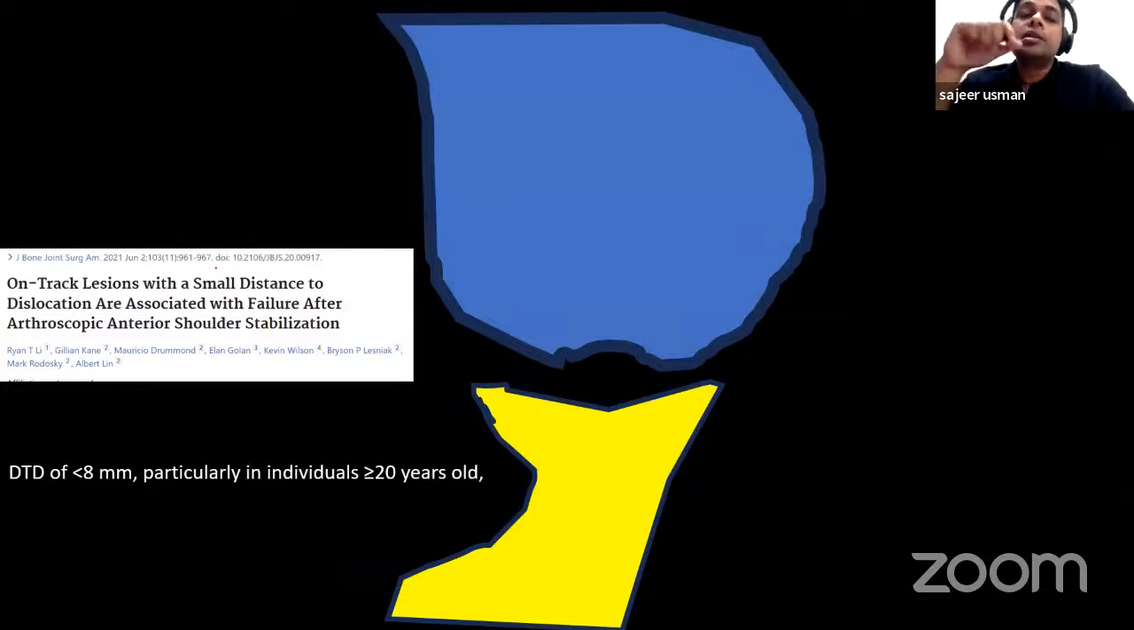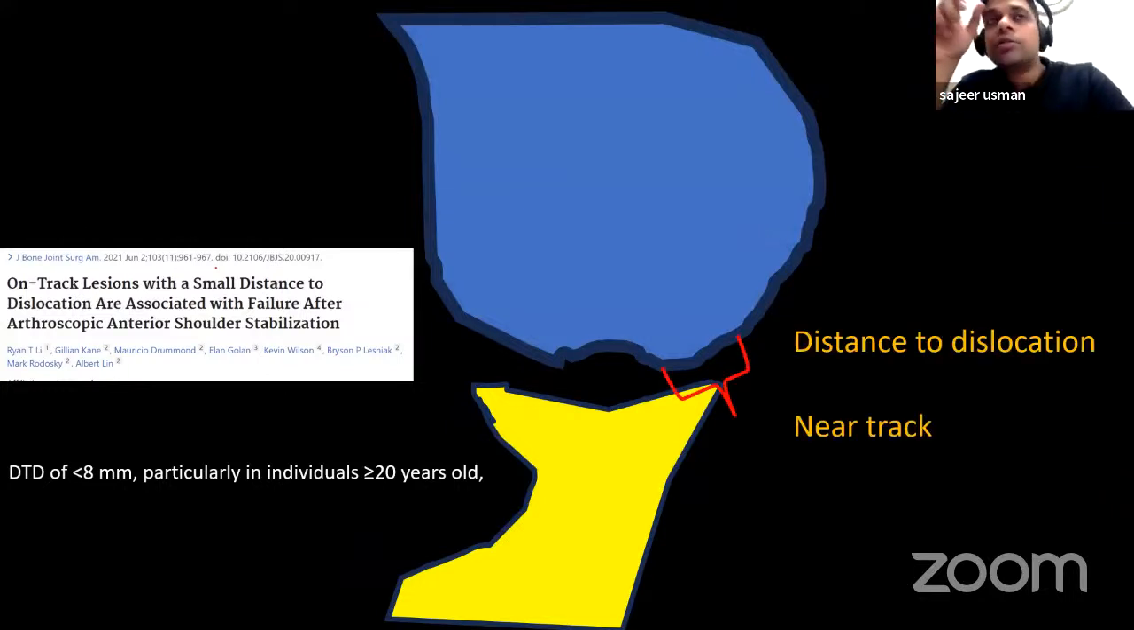is something called distance to dislocation. In addition to the on-track and off-track, you can also see the amount of bone defect which is remaining adjacent to the humeral head. That is how much more intact bone you have got, and based on that you can say whether there is a chance for a redislocation after a simple Bankart surgery.